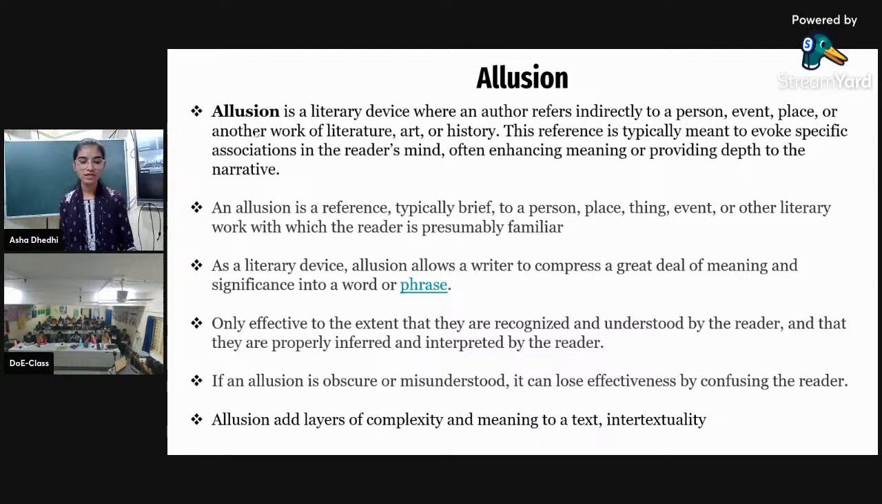Now, if an allusion is obscure or misunderstood, it can lose effectiveness by confusing the readers. So, if you are not able to convey those allusions effectively, and if the readers are not able to get those allusions, then it might create a scenario of confusion. And another thing is, allusion adds layers of complexity and meaning to the text. So, it is a kind of intertextual meaning.